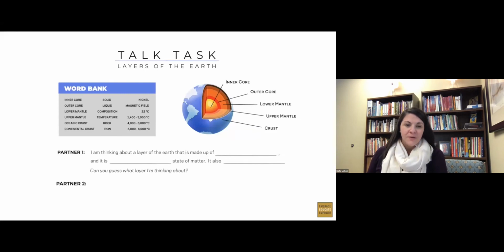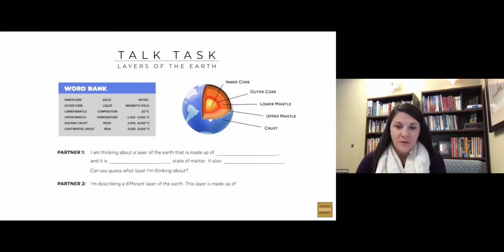Partner two might say, I'm describing a different layer of the earth. This layer is made up of blank and it's blank state of matter. It also, what layer am I describing?